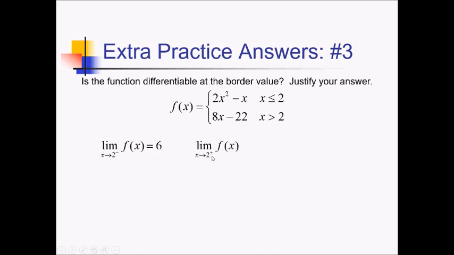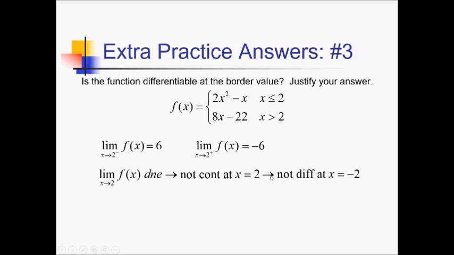Now checking the right side limit at 2, we're using this after 2 rule. So 8 times 2, which is 16, minus 22 gives us negative 6. And we see right away before we do anything else, the left and the right limits do not agree, so the overall limit as x approaches 2 does not exist. Therefore, the function is not continuous at x equals 2. Therefore, because continuity is a requirement for differentiability, the function is also not differentiable at x equals 2. And that should say positive 2. There we go, positive 2.